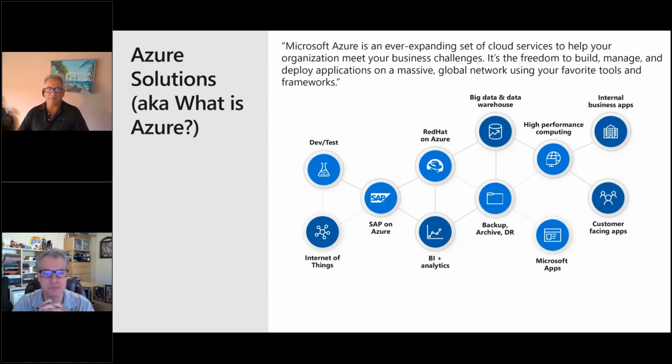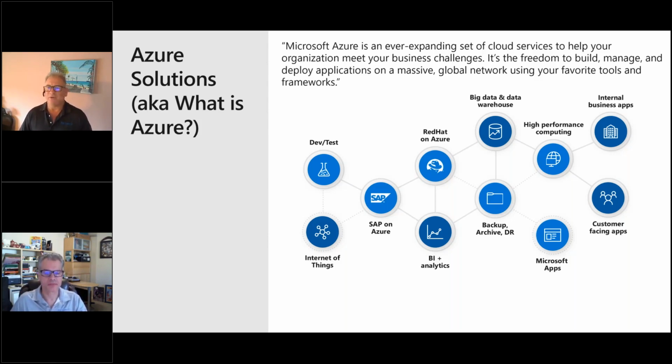And then in the middle right bottom there, which is backup, archive, disaster recovery, DR. That's another one where people start really dipping their toes into the Azure waters, looking at dev test or backing up data into Azure. These are usually great spots to start your journey. And after that, the list just goes on and on.